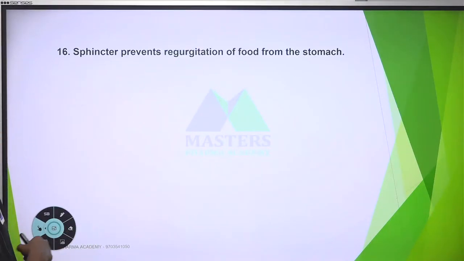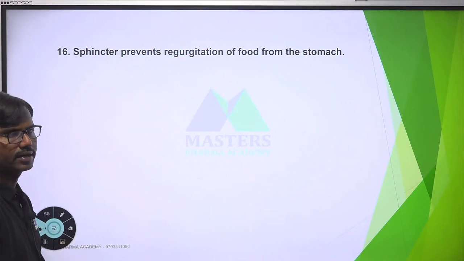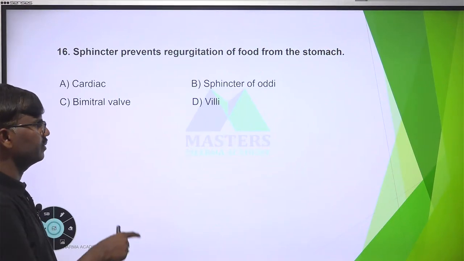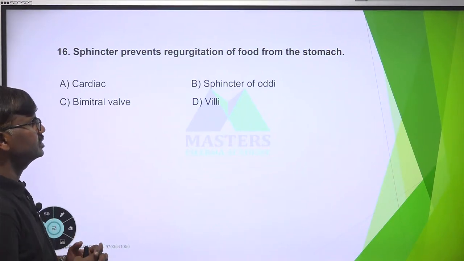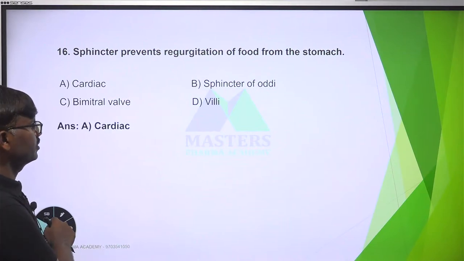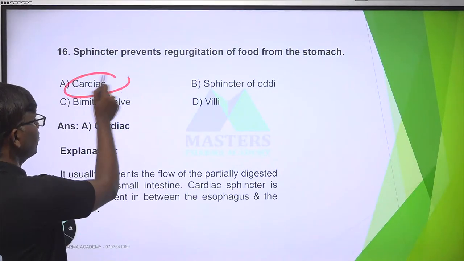Sphincter prevents regurgitation of food from the stomach. Okay, remember these anatomy parts, anatomical parts are very important. Cardiac sphincter, sphincter of Oddi, bicuspid valve, and villi. The answer is cardiac sphincter.